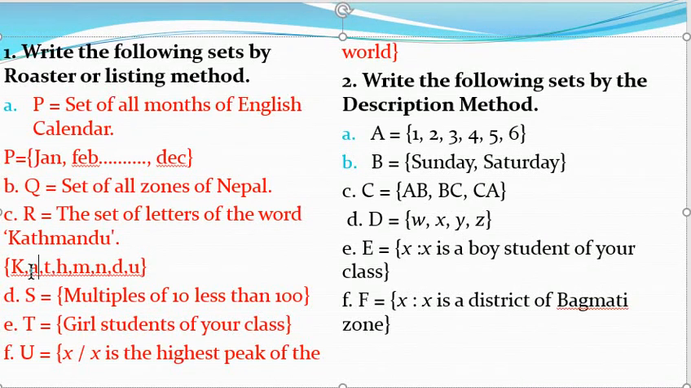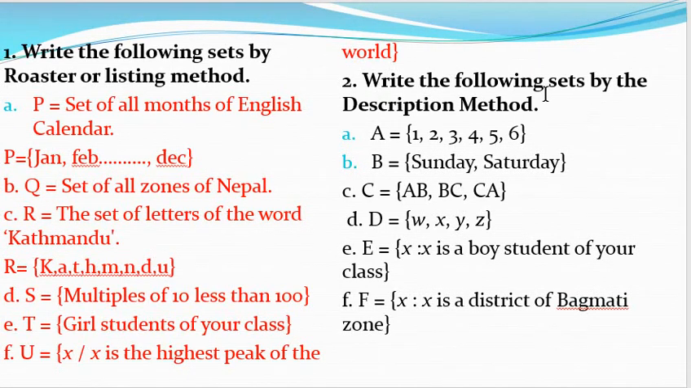We have already written A. This is the element of R. Sorry, I have not written set R. Set R equals curly bracket K, comma, A, comma, T, comma, H, comma, M, comma, N, comma, D, comma, U, curly bracket closed. So this is the set of letters of the word Kathmandu. Like that you have to write. Are you clear now? May I go to question number 2?